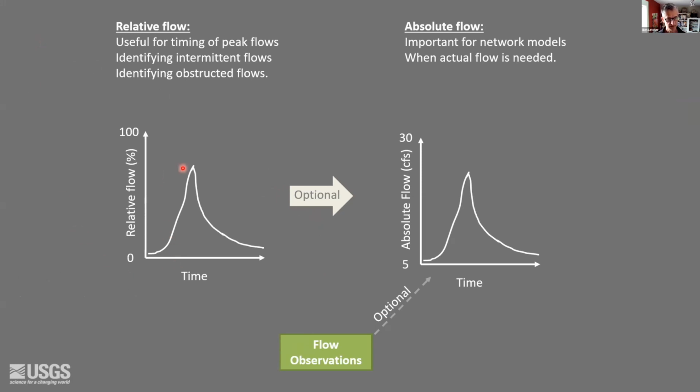So imagine we have an estimate of relative flow. What if we want an estimate of absolute flow? And this could be important for network models when we want to be able to route water down the network, or any case where we need actual flow. So this sort of optional step, if we have flow observations, we can actually use those flow observations to scale the relative flow that goes from 0 to 100 to whatever the absolute flow distribution is from 5 to 30. So as I mentioned, we're still exploring this, but I think that it has real potential to be able to get us absolute flow. We just don't know right now what the minimum requirements for the number of flow observations to characterize basically the distribution of flow for a site is, but that we're working on that.